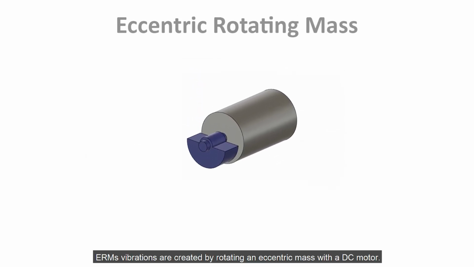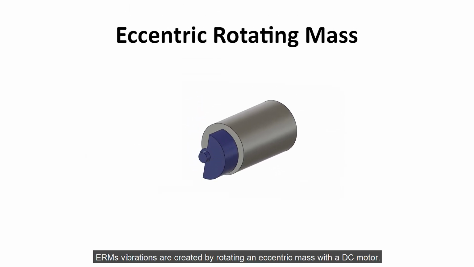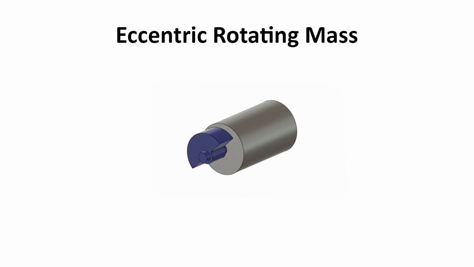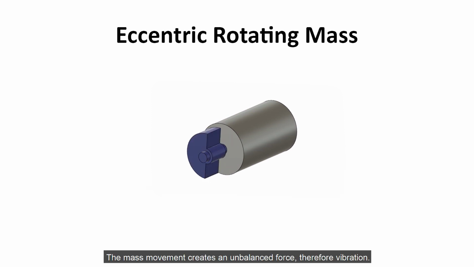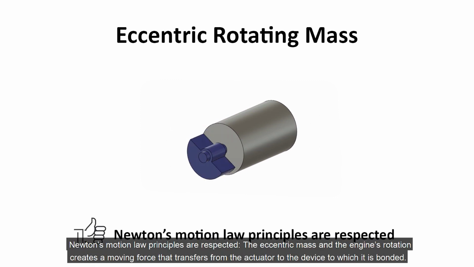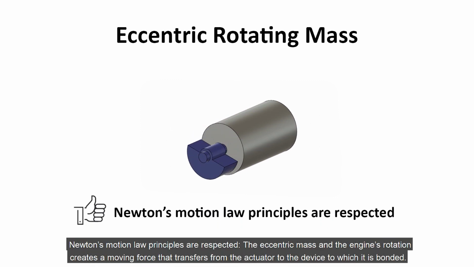ERM's vibrations are created by rotating an eccentric mass with a DC motor. The mass movement creates an unbalanced force, therefore vibration. Newton's motion law principles are respected. The eccentric mass and the engine's rotations create a moving force that transfers from the actuator to the device to which it is bonded.